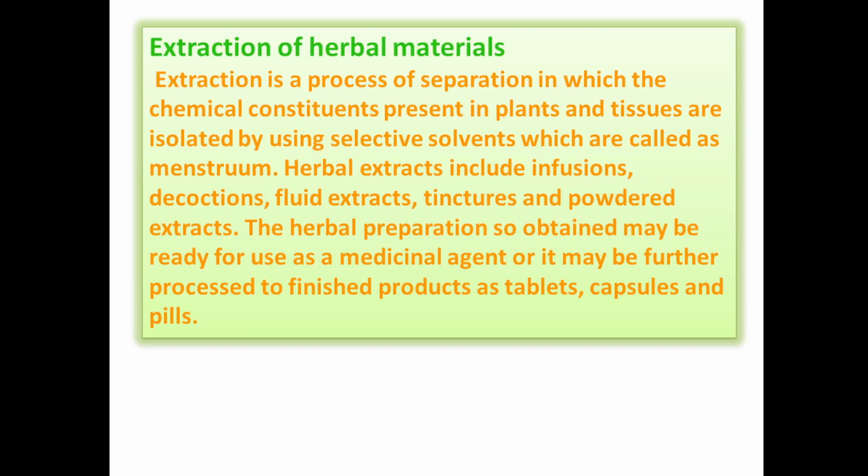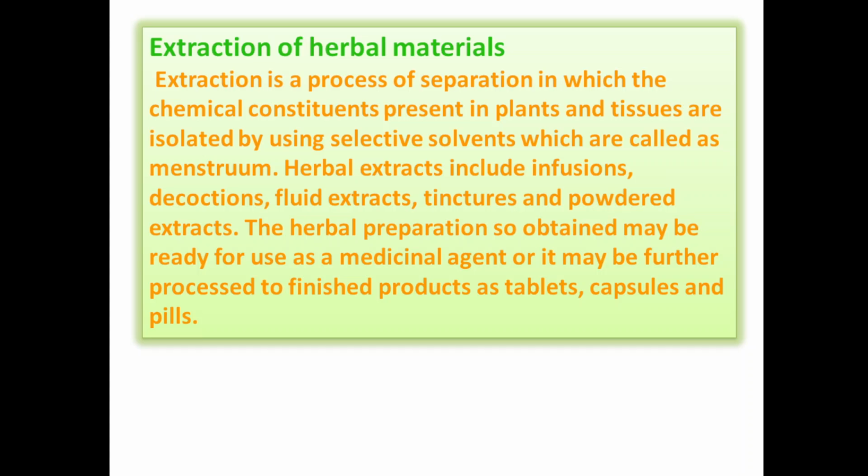Now the last one is extraction of herbal raw material. Extraction is the process of separation of chemically active constituents which are present in the plant tissue or plant part, and they are isolated by using a selective suitable solvent. That process is known as extraction, and the solvent which is used in the process of extraction is known as menstruum. So what is extraction? It is just separation or isolation of active constituents which are present in the plant part by using a selective suitable solvent. That solvent is known as menstruum.